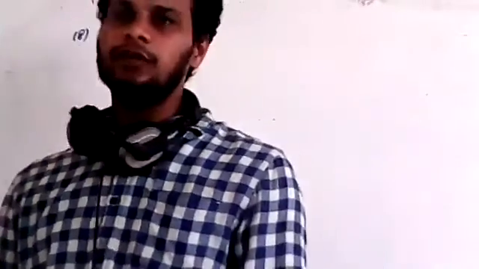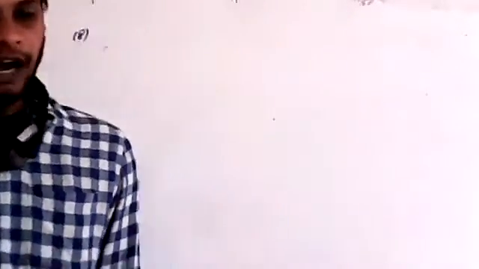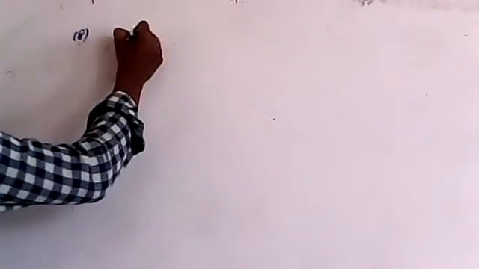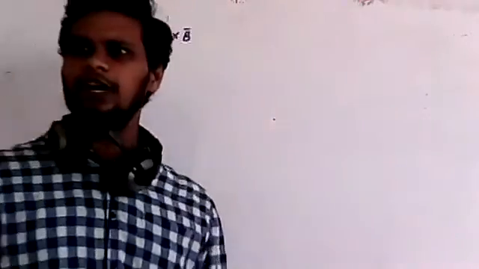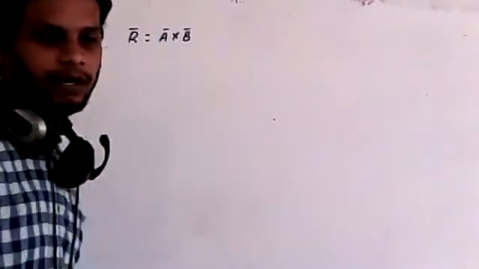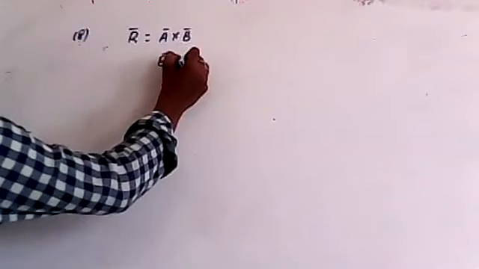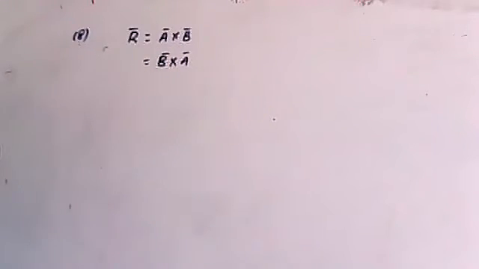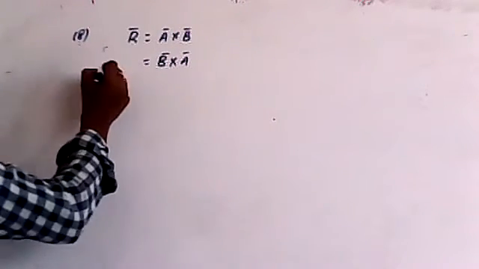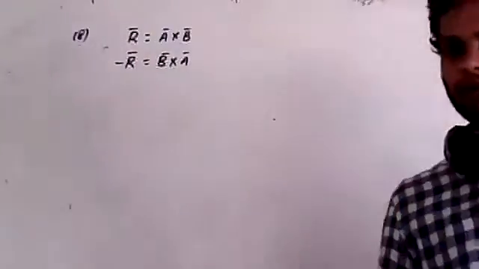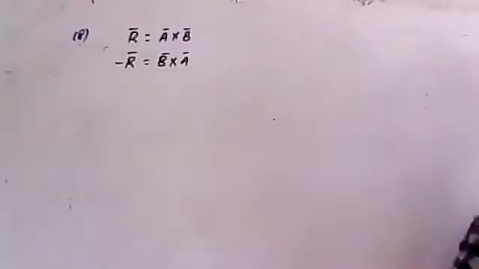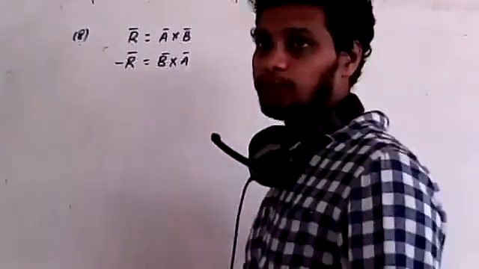If you take it in terms of vector, then that becomes a null vector. Magnitude is 0, but we have to take it in terms of vector. Therefore, R bar is equal to A bar cross B bar. Now, B bar cross A bar is equal to minus R bar. Yesterday we discussed the properties of vector product. A bar cross B bar is R bar, and B bar cross A bar is minus R bar.